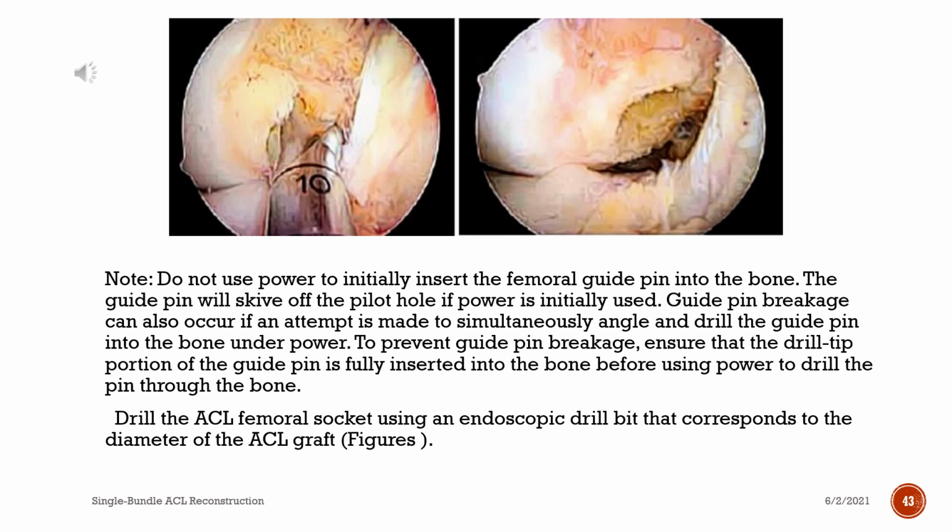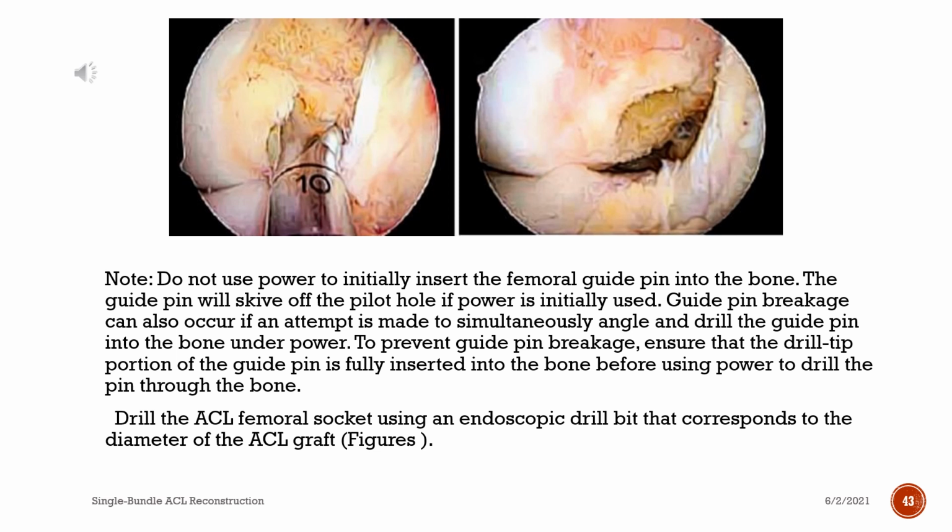Note, do not use power to initially insert the femoral guide pin into the bone. The guide pin will skive off the pilot hole if power is initially used. Guide pin breakage can also occur if an attempt is made to simultaneously angle and drill the guide pin into the bone under power. To prevent guide pin breakage, ensure that the drill tip portion of the guide pin is fully inserted into the bone before using power to drill the pin through the bone.